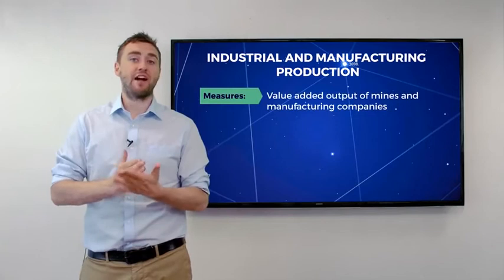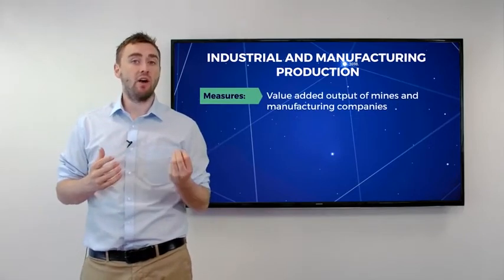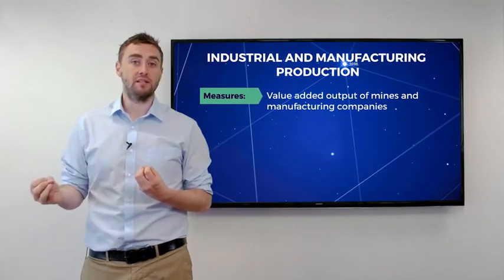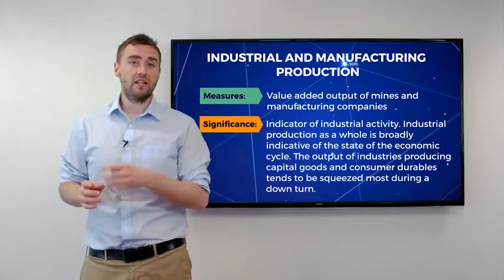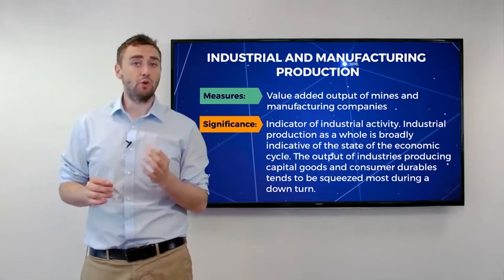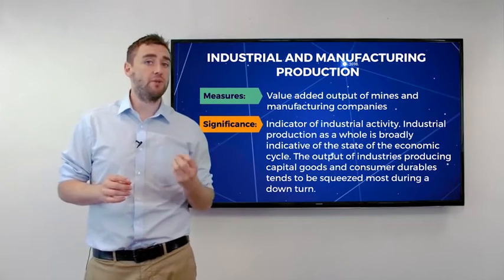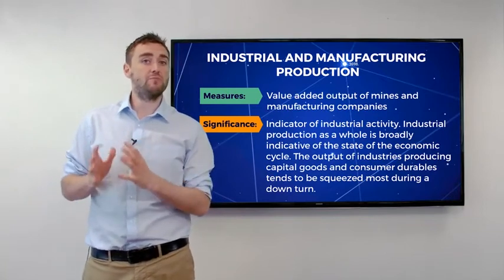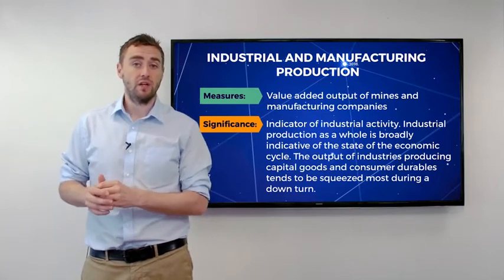Now, another one we're going to look at is industrial and manufacturing production. These measure the value-added output of mines and manufacturing companies. And this is significant because they're indicators of industrial activity. Industrial production as a whole is broadly indicative of the state of the economic cycle. The output of industries producing capital goods and consumer durables tends to be squeezed most during a downturn.